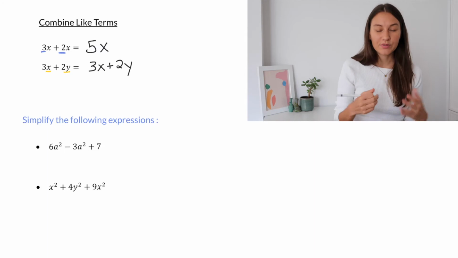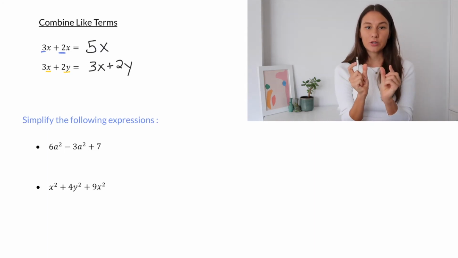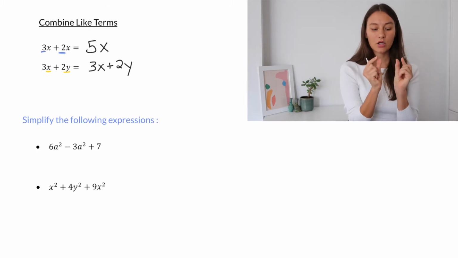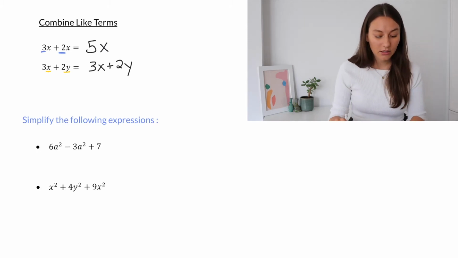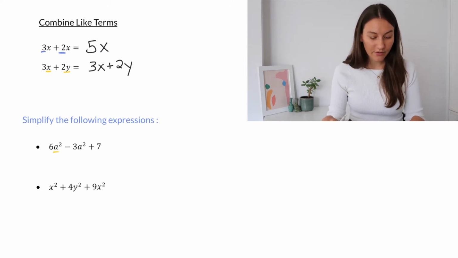Okay, let's work on some examples and see if we get this. So again, when you have the same variable to the same power, you can put it together by just adding or subtracting the coefficients. So in this case, let's take a look. We have 6a squared minus 3a squared plus 7.